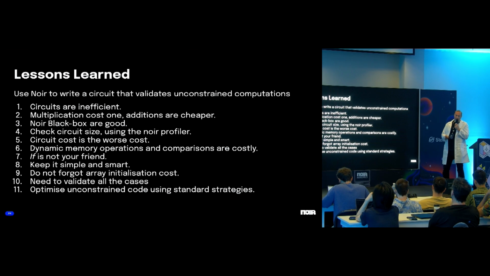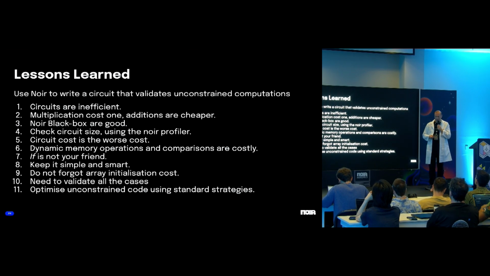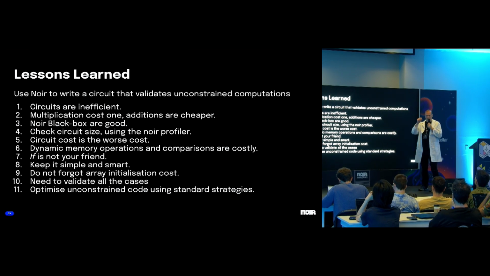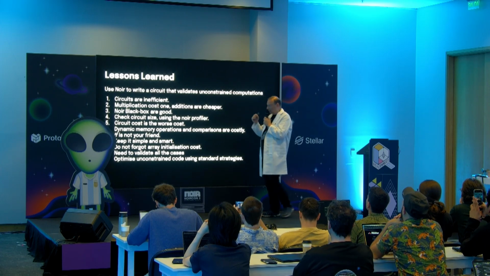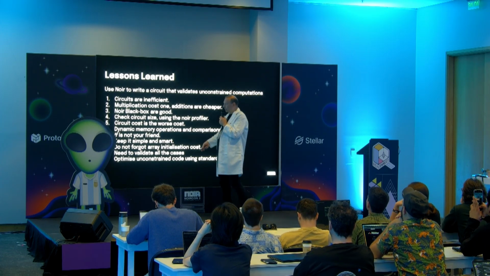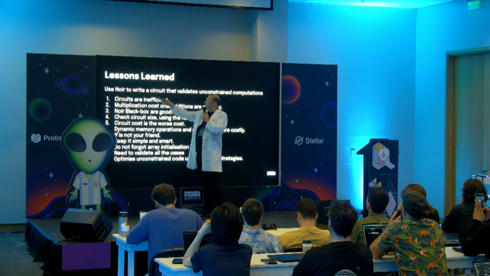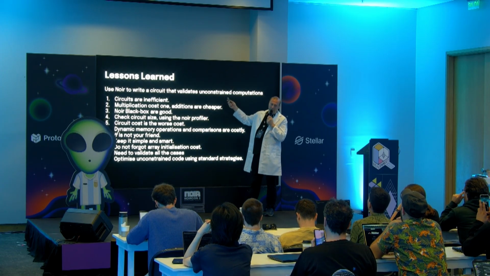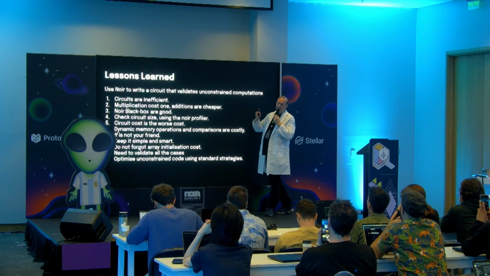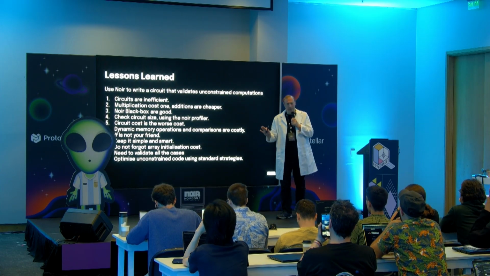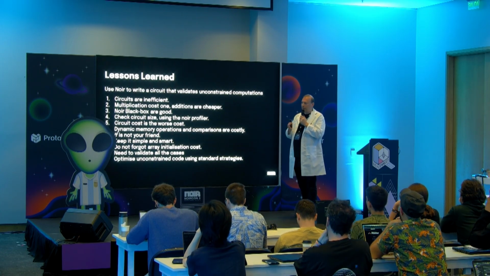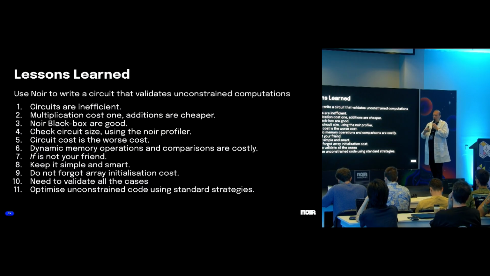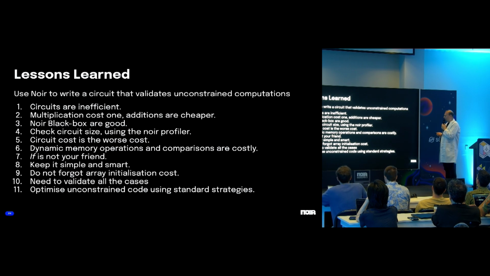Okay, so in conclusion, what have we learned here in this workshop? If you have to remember one thing, it is that when you want to write a Noir program, you use Noir to write a circuit that validates a result that has been computed in an unconstrained function. This is what you try to do. It doesn't always work. I mean, it always works, but it is not always the most efficient thing, but usually it's very efficient. You need to check and validate with the profiler.